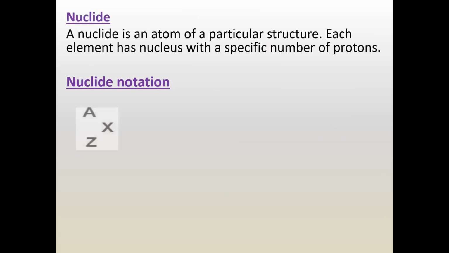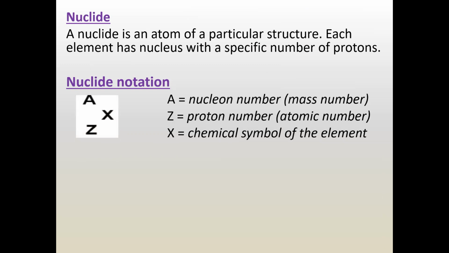And we can represent the element by the symbol A, X, and Z, which is called a nuclide notation. A represents the nucleon number, Z represents the proton number, and X is the chemical symbol of that element.